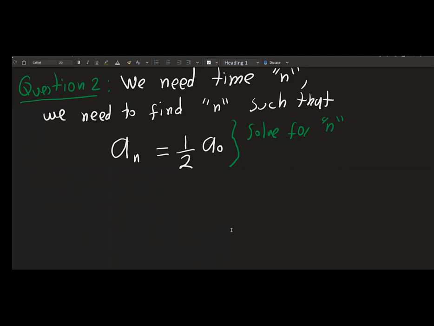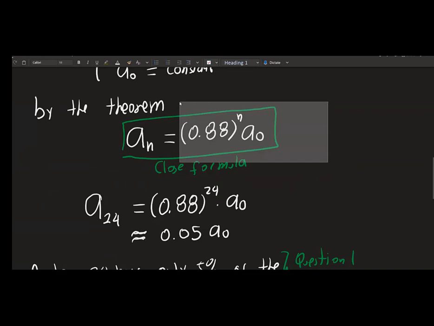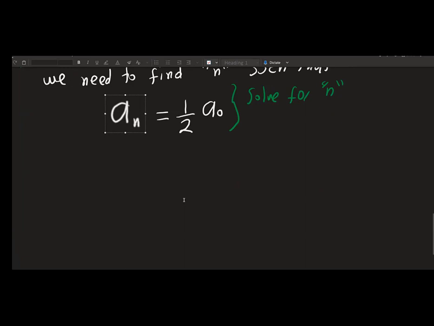Now, N here cannot be in terms of A0. We are looking for a specific time. So even though we don't know A0, because we have a closed formula, we'll be able to solve this exactly. Let's go back to the closed formula for AN. Let me scroll up here. This is the formula for AN, so AN can be replaced by this right-hand side. That's going to give us 0.88 to the N times A0 equals 1/2 of A0.